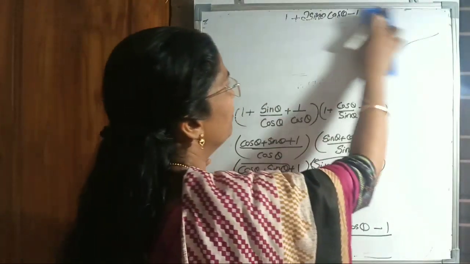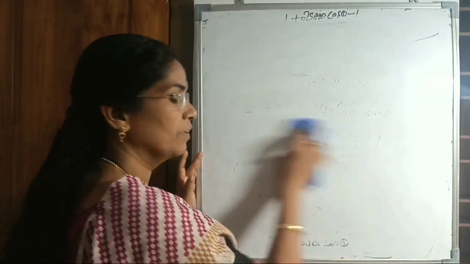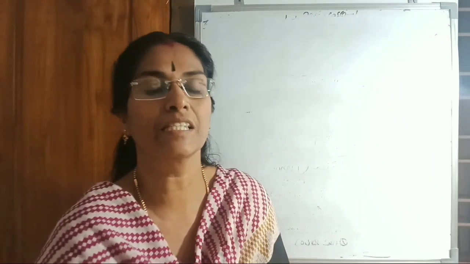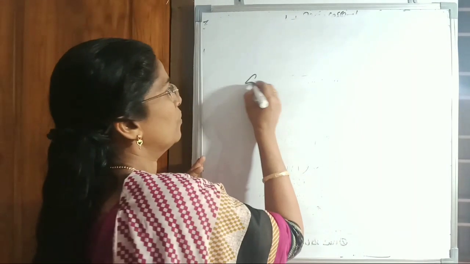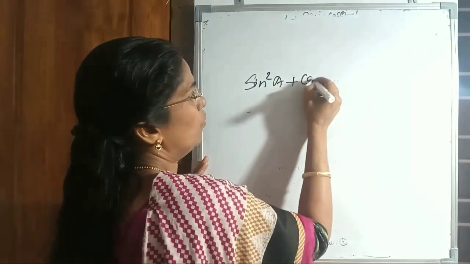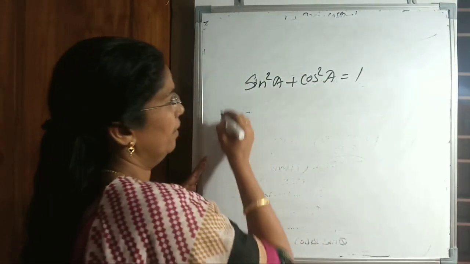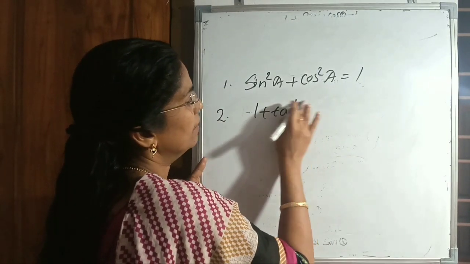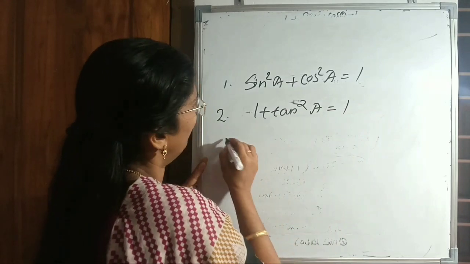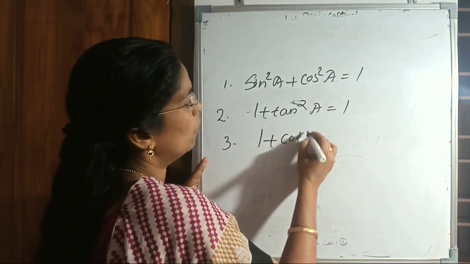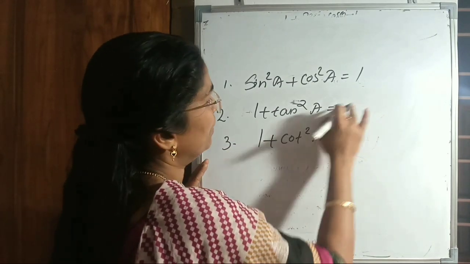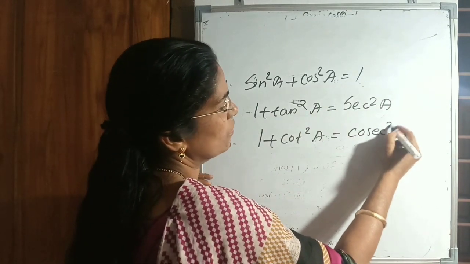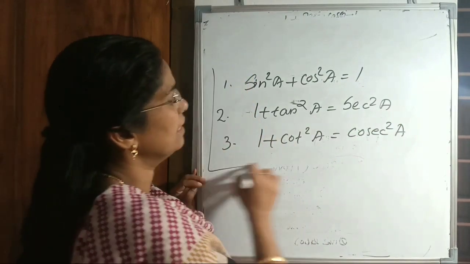Okay students, what did we learn today? We learned trigonometric identities. Which is the first one? Sin square a plus cos square a is equal to 1. And the second one, 1 plus tan square a is equal to sec square a. And the third one, 1 plus cot square a is equal to cosec square a. So we learned these three identities.